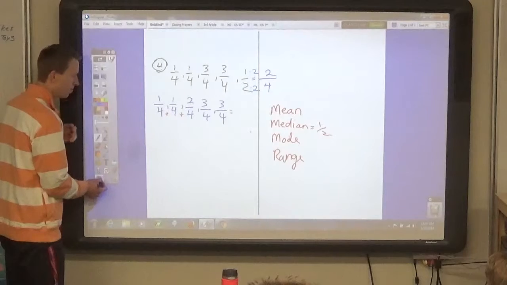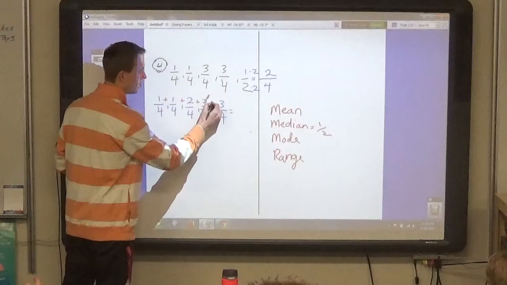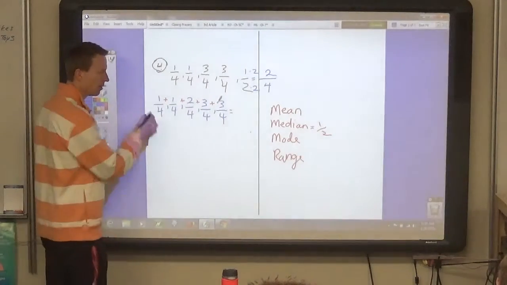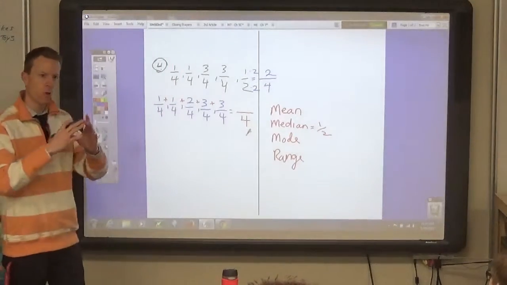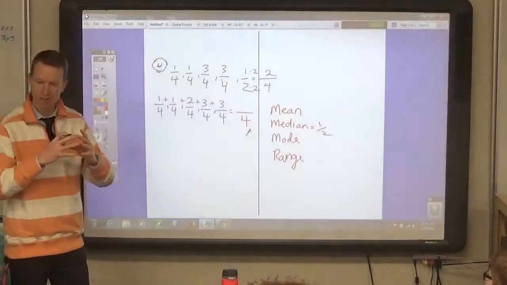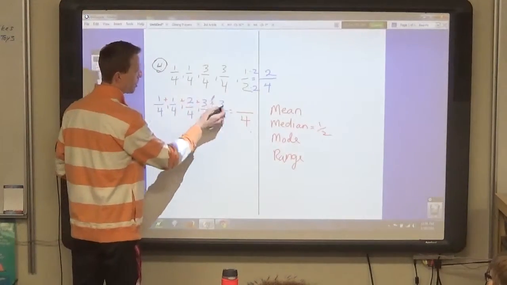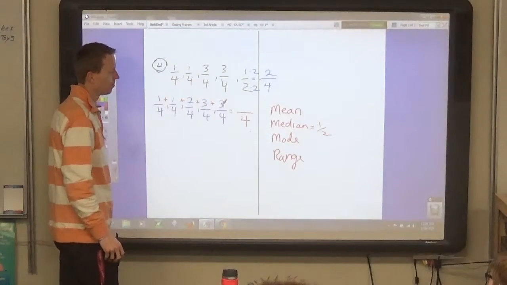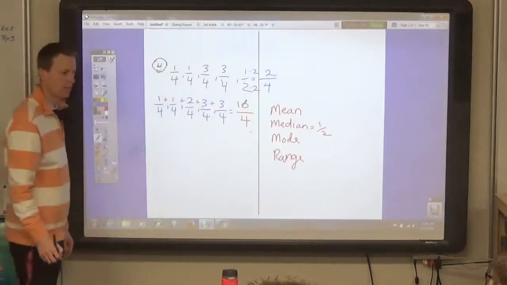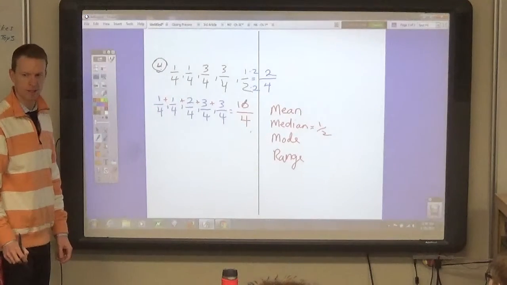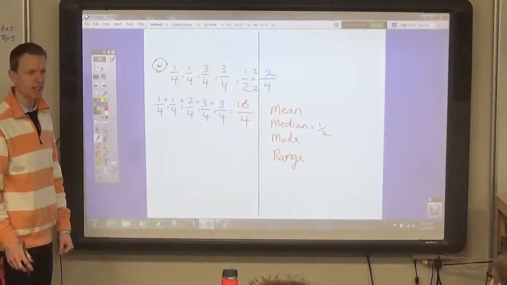Alright? We only need to add the what? Only the numerators, only the top numbers. The denominator stays the same. These are all in fourths. Remember? So we can just add these up. 1 plus 1 plus 2 plus 3 plus 3. What is that? 10. 10 fourths. 10 pieces. Okay? You with me so far? Everybody see that?